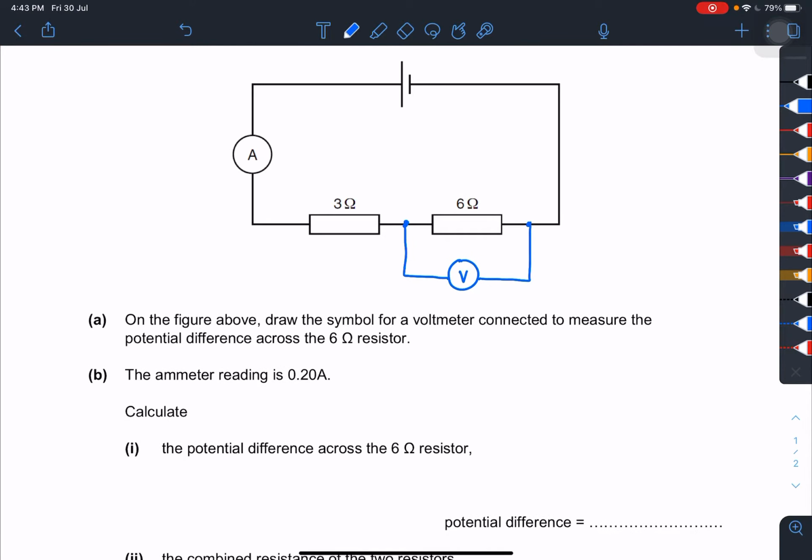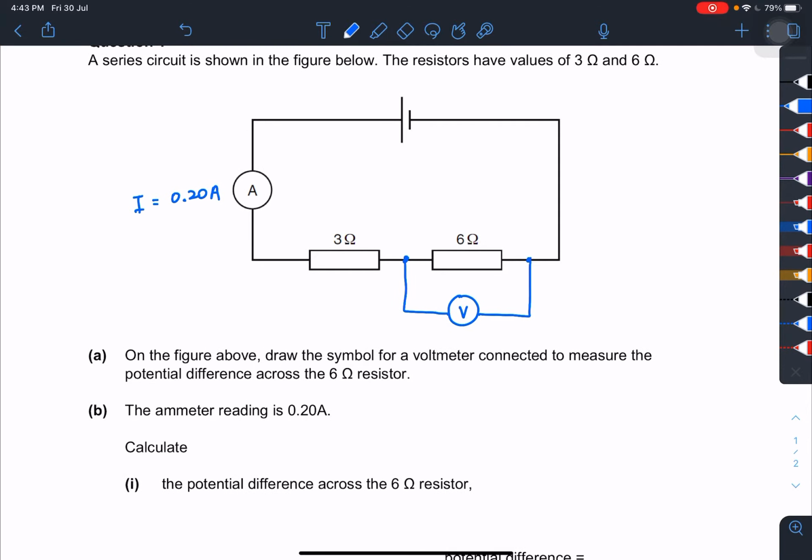The ammeter reading over here is 0.20 ampere, so this is actually the current. Okay, the current or I is 0.20 ampere. So what does this mean? This means that this is a series circuit, so the current through the entire circuit will be the same. It will be 0.2 ampere over here.